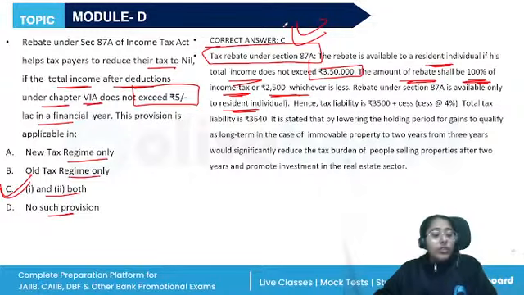Make sure that you study all of these sections very carefully about the tax exemption. Section 54, exemption on sale of house property. 54F, exemption on capital gains. 54EC, exemption on the sale of property, on investing in specific bonds. All of these are very important.